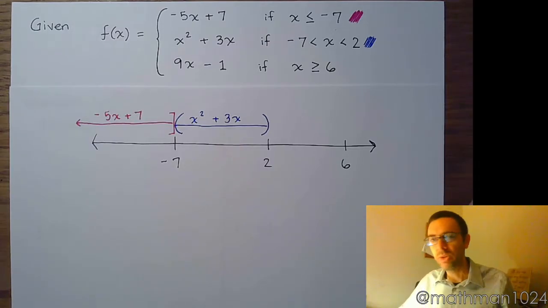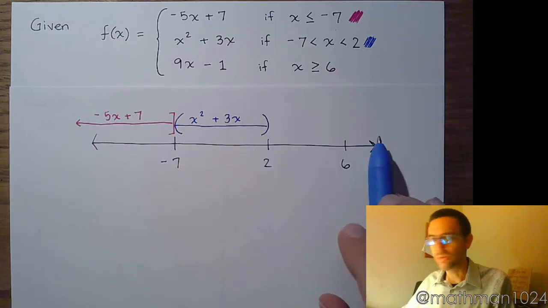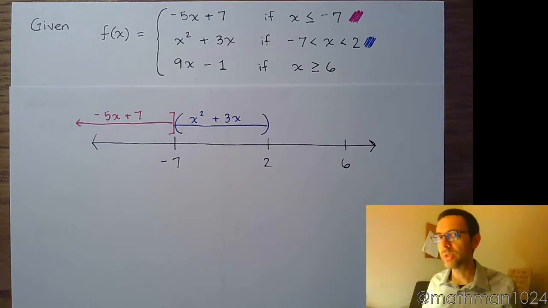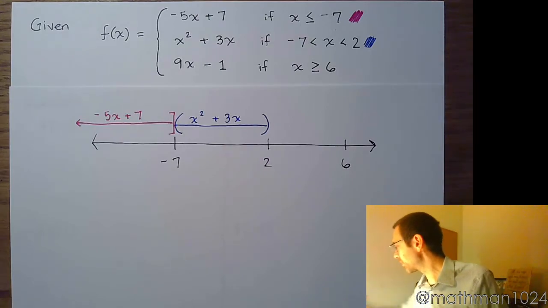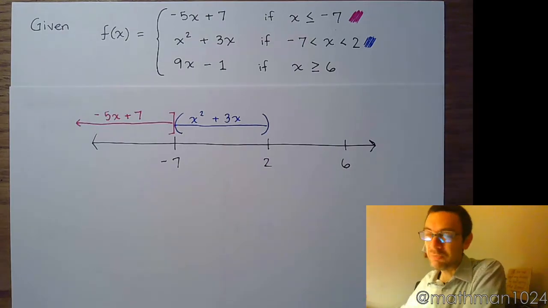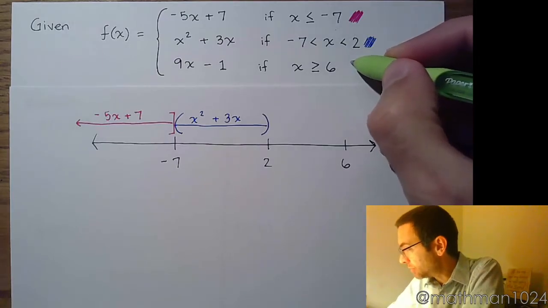And I hope that you'll see that there won't be any overlapping of these intervals that I'm drawing. Whatever value you have, it's only going to fit in one of these regions. It can't fit in multiple ones. It just doesn't work that way. Because if it did, then you wouldn't have a function, and we'd be in trouble.